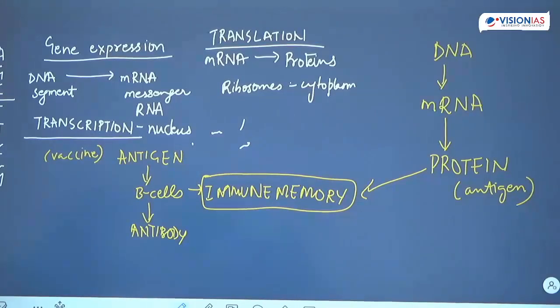Now write down DNA vaccine. DNA vaccine: introduction of a DNA sequence encoding the antigen against which we seek immune response.